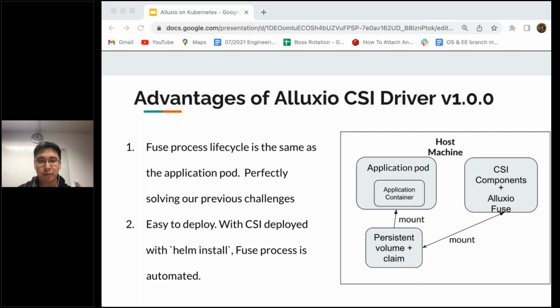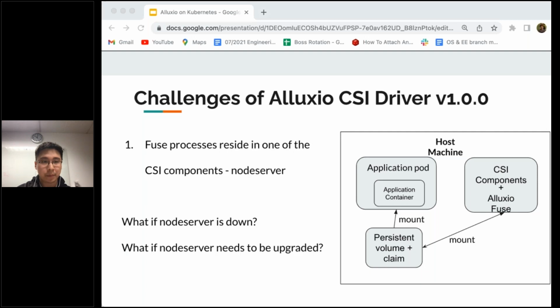Plus, it is still easy to deploy. By adjusting some configurations in the Helm chart, we can still use the Helm chart command to start everything, and then the Fuse process is automated by our CSI driver. This is a solid improvement.